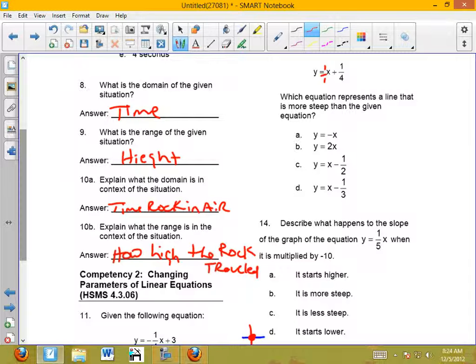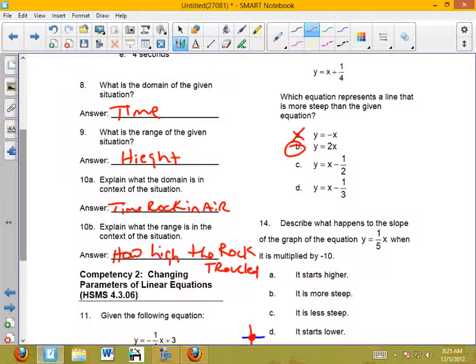A, what's my slope in A? Negative 1 over 1. Does negative matter when I'm talking about slope? No. When I'm talking about slope, negative doesn't matter. So A is the same as my original slope. It just goes in a negative fashion. A is not it. B: is my top number bigger than 1? That's it. Let's just check the rest to be sure.